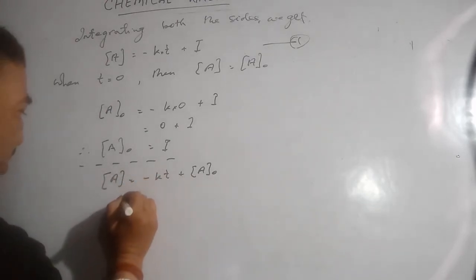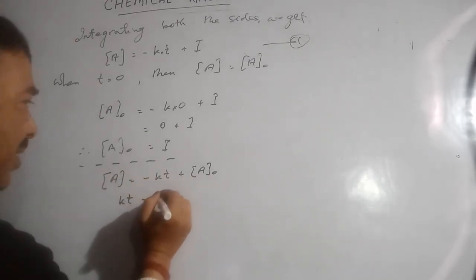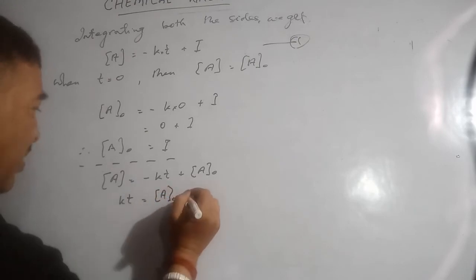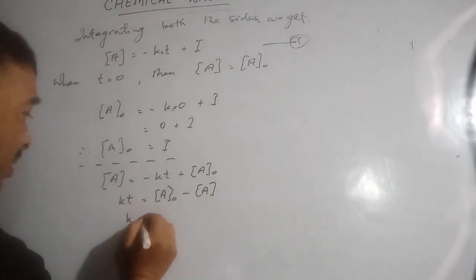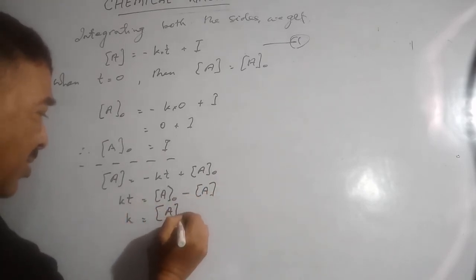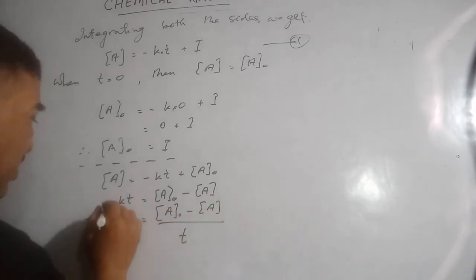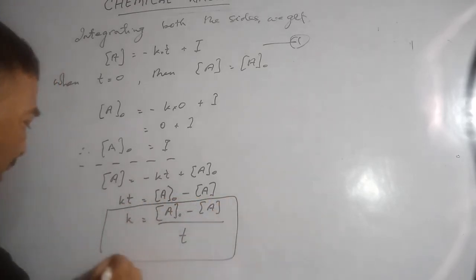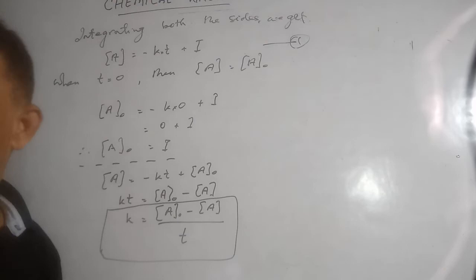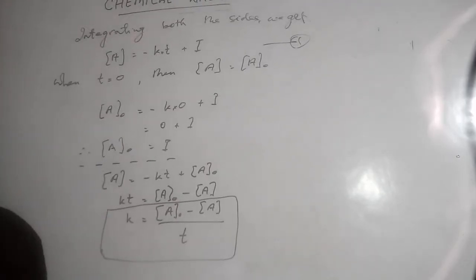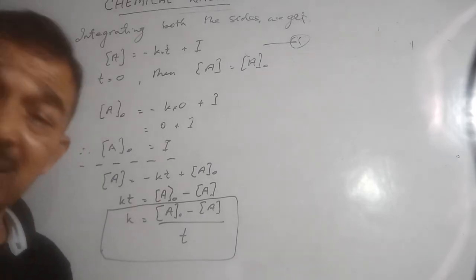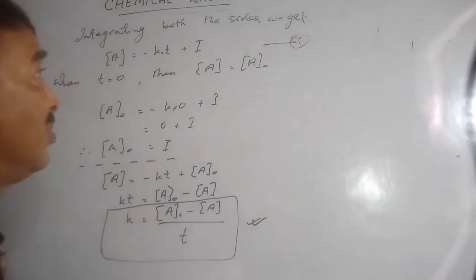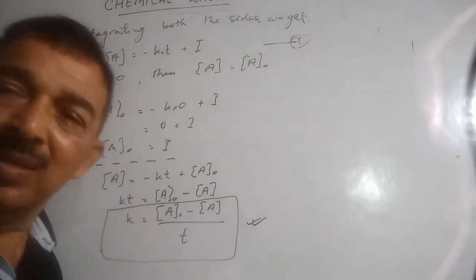or Kt is equal to the initial molar concentration of A minus A, or K is equal to initial molar concentration of A minus A, divided by T. This equation is known as the integrated rate equation for a zero order reaction.